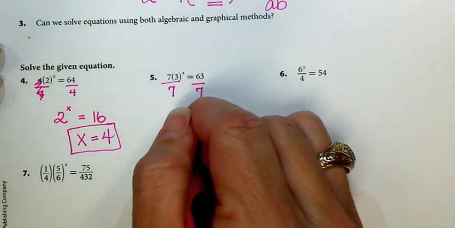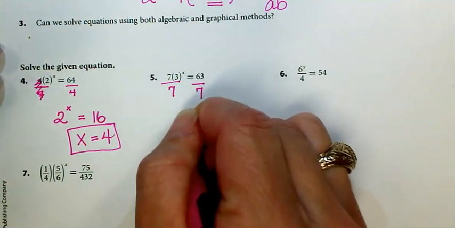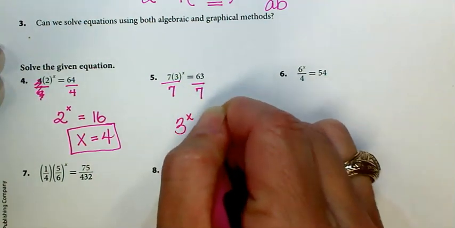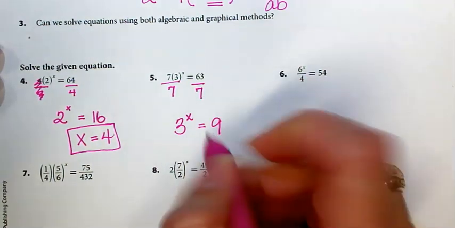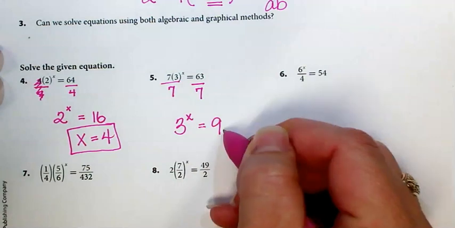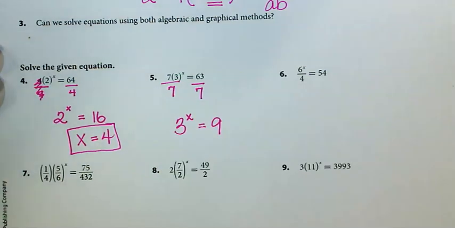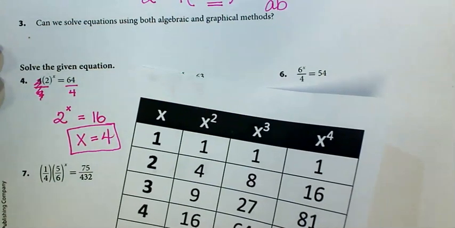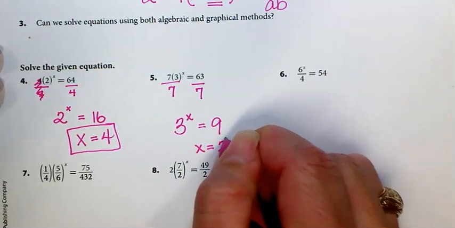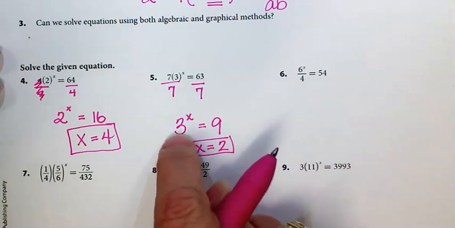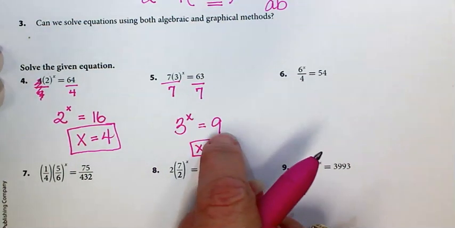All right, after I divide both sides by 7, I'm going to get 3 raised to the x power is equal to, well, 63 divided by 7 is 9. 3 raised to what power is 9? Well, I'm hoping that you remember 3 squared is 9. So my exponent, x, is 2, because 3 squared is 9.